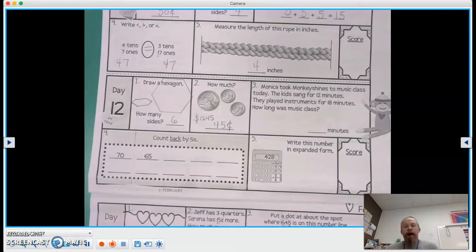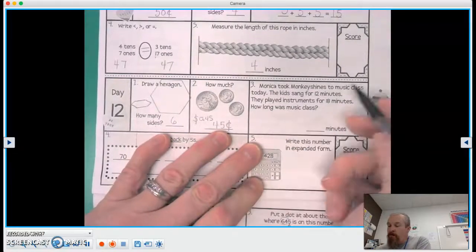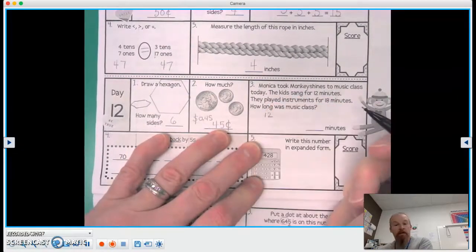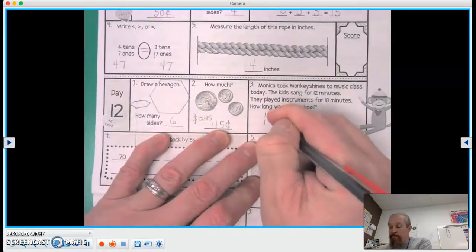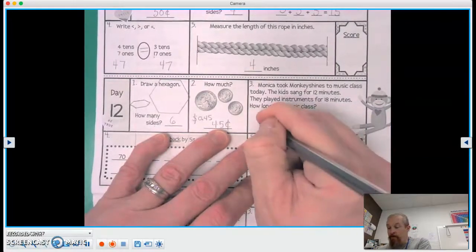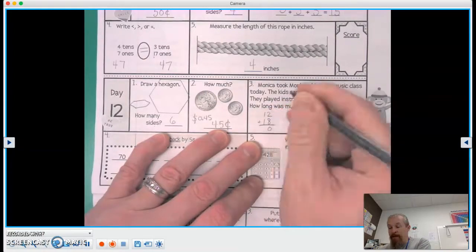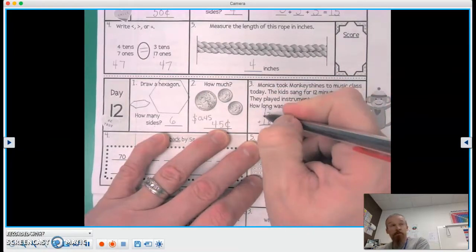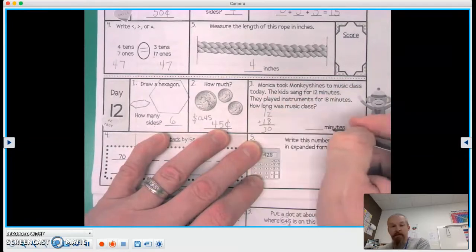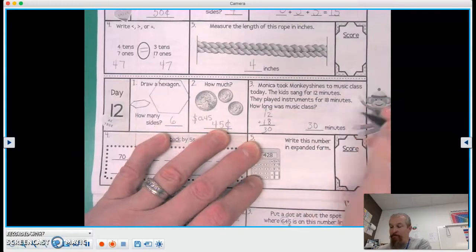All right, number 3. Monica took monkey shines to music class today. The kids sang for 12 minutes. They played instruments for 18 minutes. How long was music class? Well, if we combine how long they sang and how long they played instruments, that would be the total for our music class, right? Okay, so we're going to take the 12 minutes and we're going to combine the 18 minutes. And what does that equal? Well, 2 plus 8 is 10. And 1 plus 1 plus 1 is 3. And it's already labeled minutes for us, so 30 minutes.